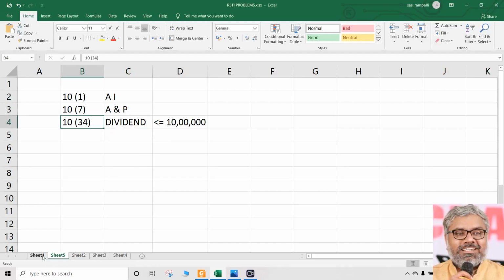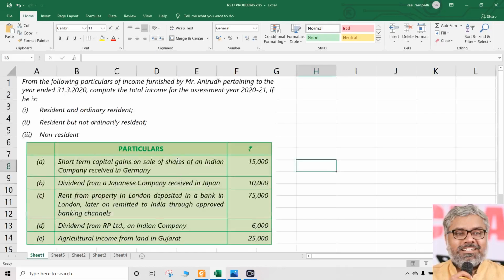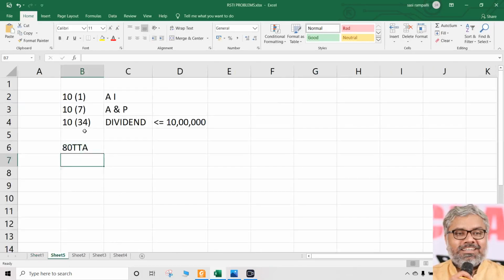So these are some of the points that we will encounter in this chapter. Like this, there are other sections also that we will encounter, like 80TTA and all that. We will come to them when we encounter them. So don't worry about not knowing them already. Just focus on knowing them now rather than worrying about not knowing them already.